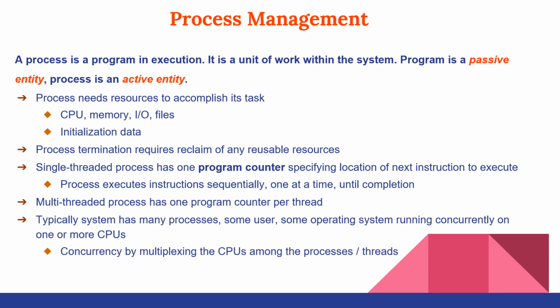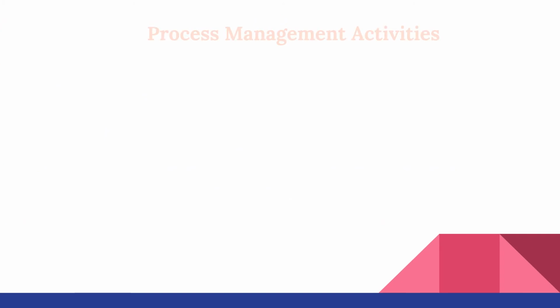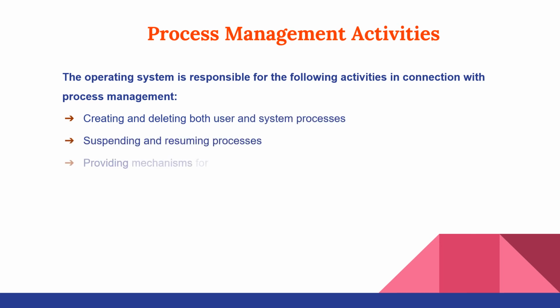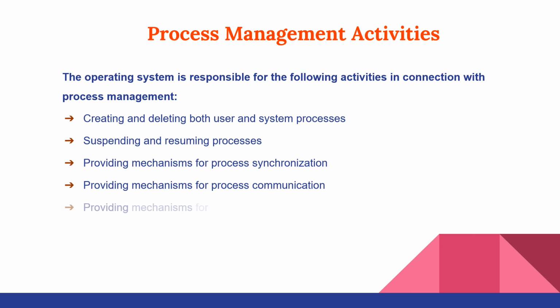Now the process management activities. The operating system is responsible for the following activities in connection with process management, which are creating and deleting both user and system processes, suspending and resuming processes, providing mechanism for process synchronization, providing mechanism for process communication, providing mechanism for deadlock handling.